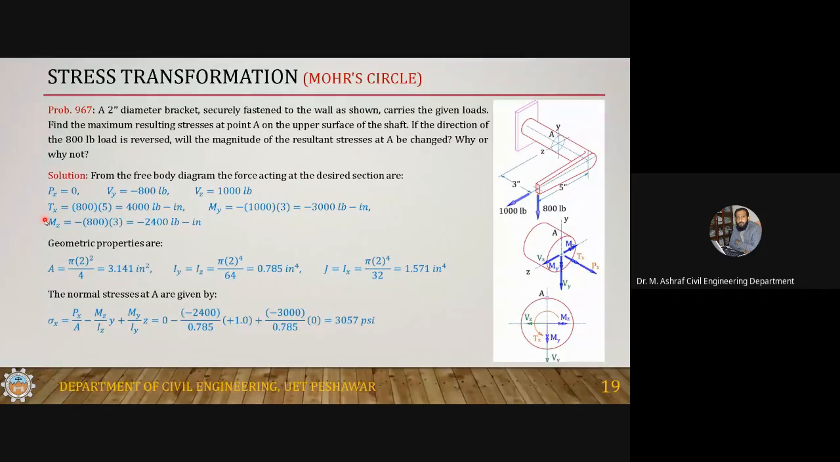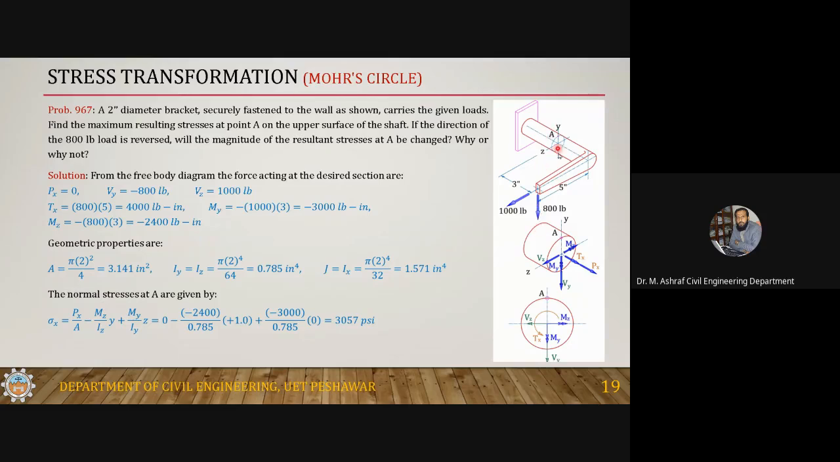Tx is the moment about the x-axis. This moment is caused by the 800 pound load, because it is perpendicular. It is not causing bending in this member, but it causes twisting of the member about the x-axis. So 800 into 5 is 4,000 pound-inch.